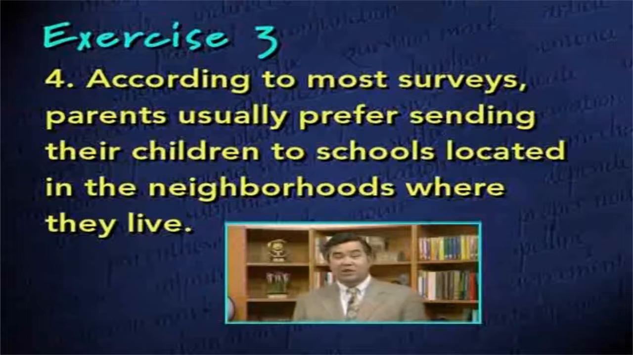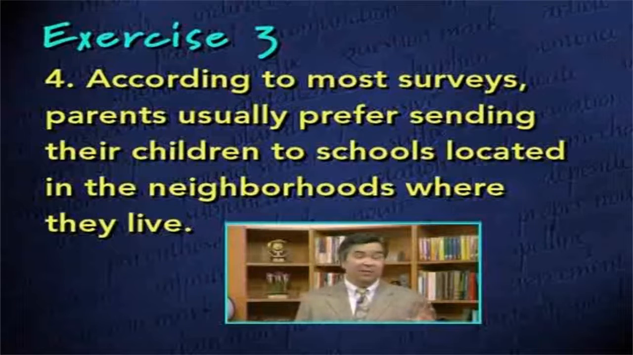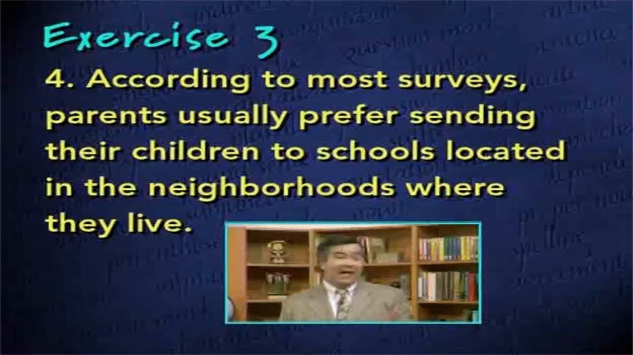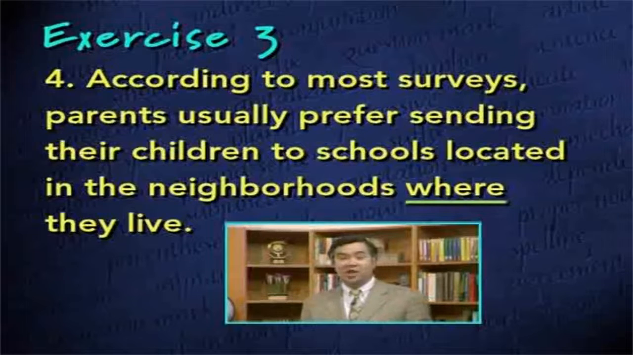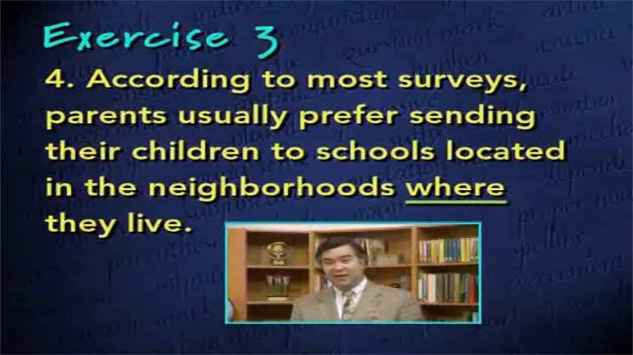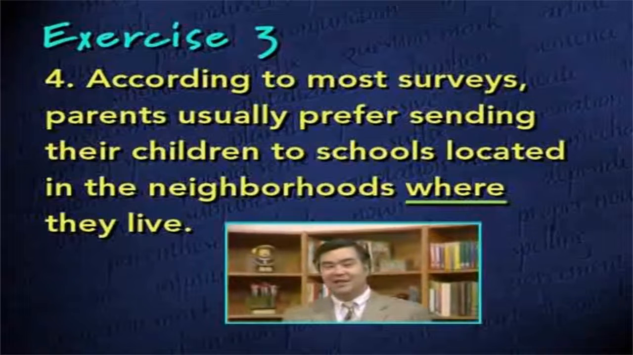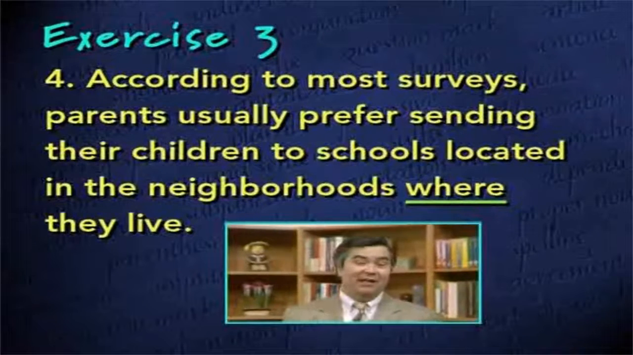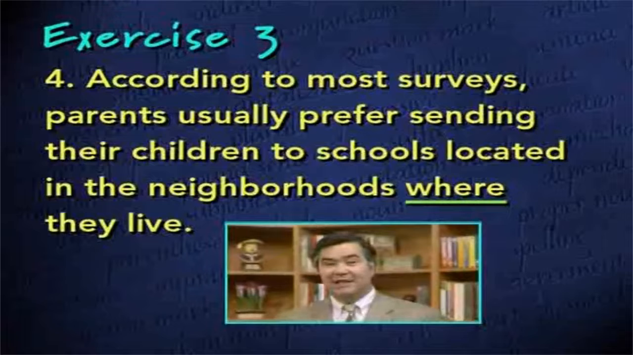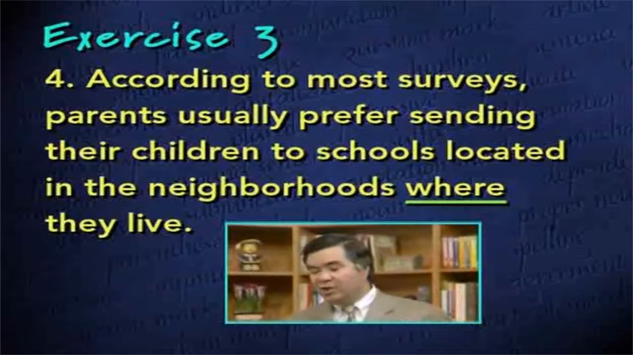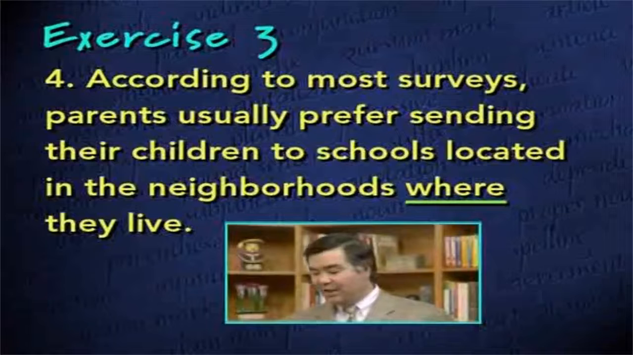That's a subordinate clause. It contains the verb live, the subject they, and it begins with the subordinating conjunction where. Because of that subordinating conjunction, this clause can't stand alone as a sentence. You couldn't say where they live and leave that alone as a sentence. The word that begins it, where, is the subordinating conjunction, which turns it into a subordinate clause.